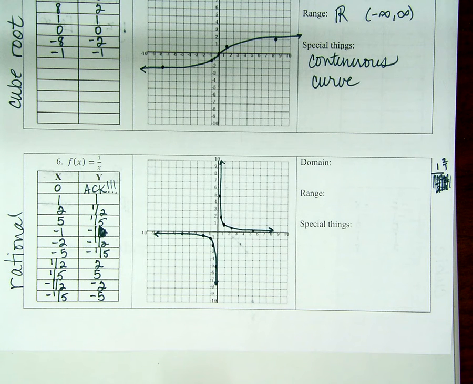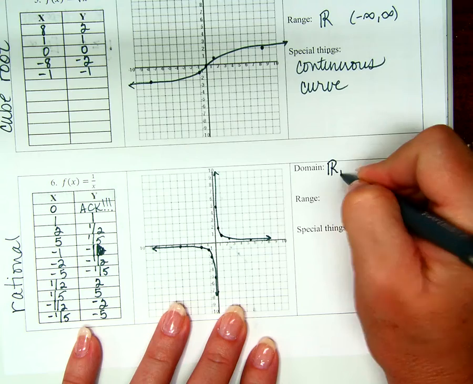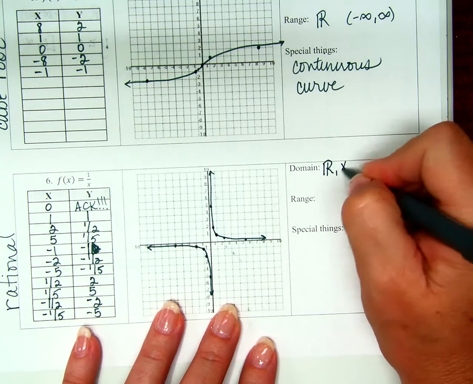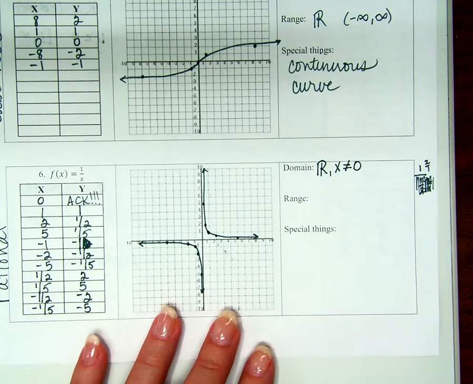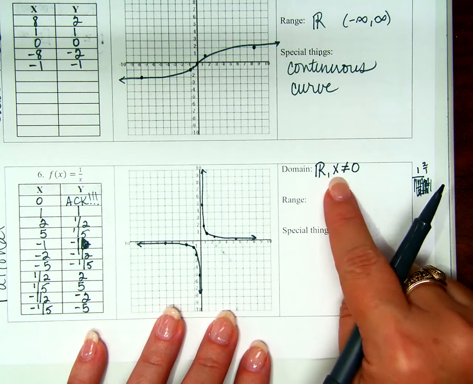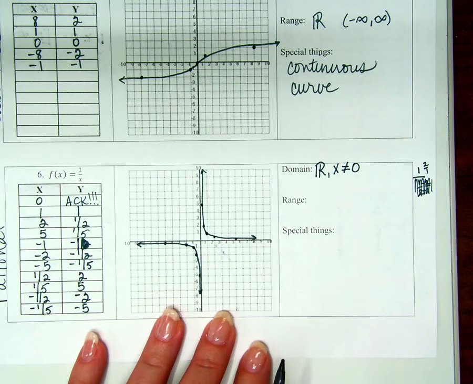So what's the domain? Other than 0, is it all real numbers? Yeah. So here's what we can do. We can say all real numbers, but then I can clarify it by saying not 0. It's everything but 0. All real numbers, x is not equal to 0.